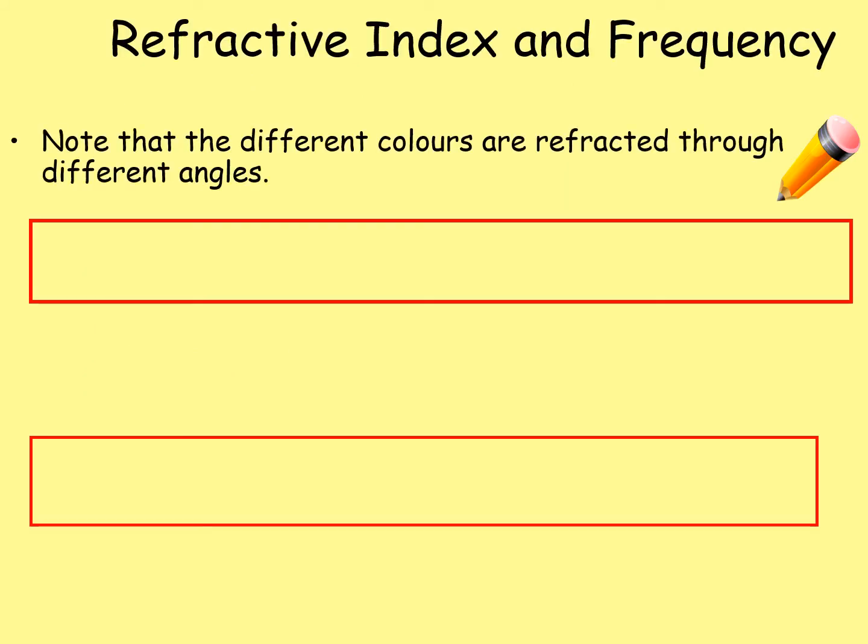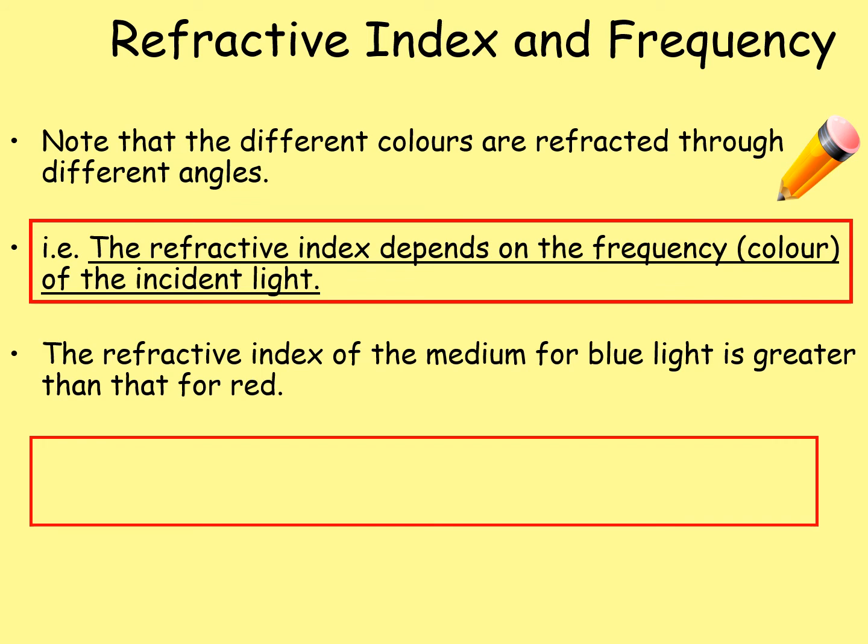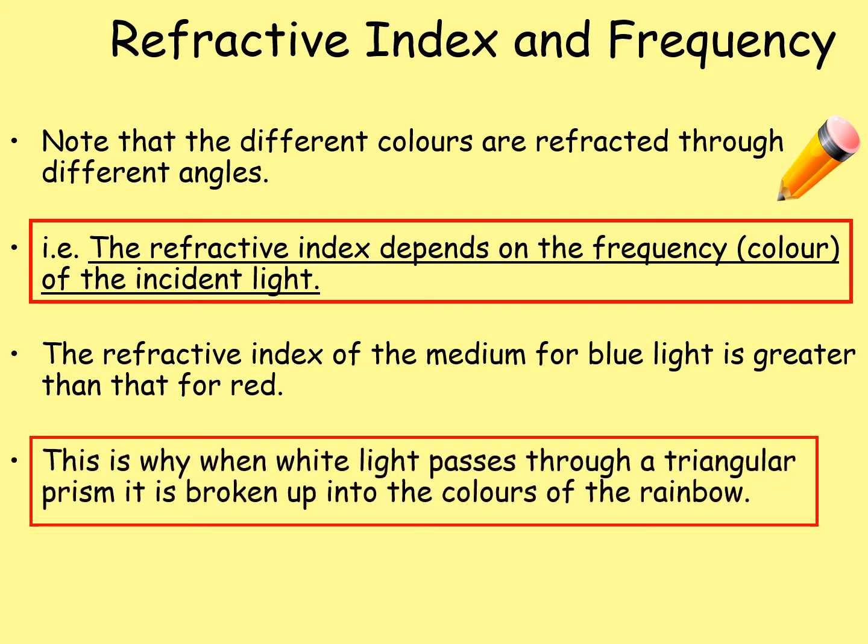Note that the different colors are refracted through different angles, and that's due to their different frequency. The refractive index of light within a material depends on the frequency or color of the incident light. For example, the refractive index of the medium for blue light is greater than that for red light, and that's because blue light has a higher frequency or a shorter wavelength. This is why when white light passes through a triangular prism, it's broken up into the colors of the rainbow. Each of the different colors of light refracts by a slightly different amount, and therefore the angles of refraction are slightly different.